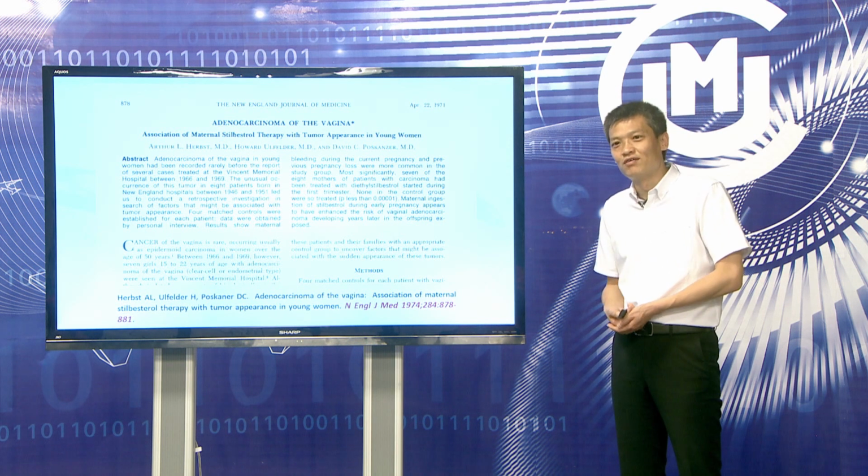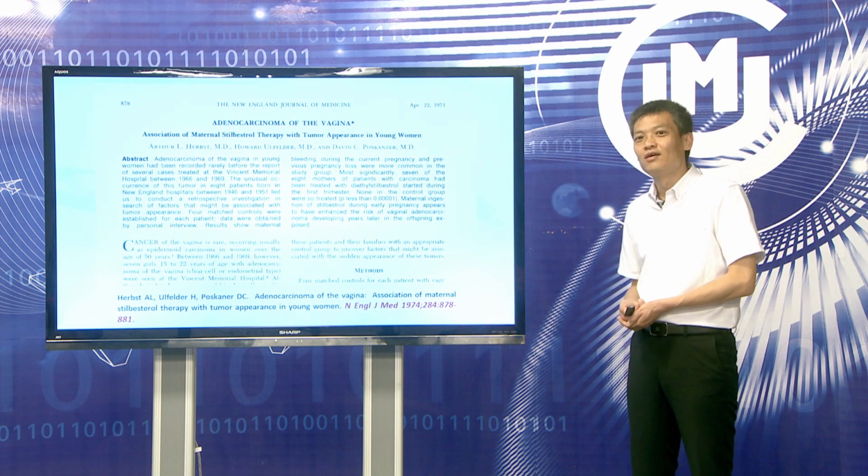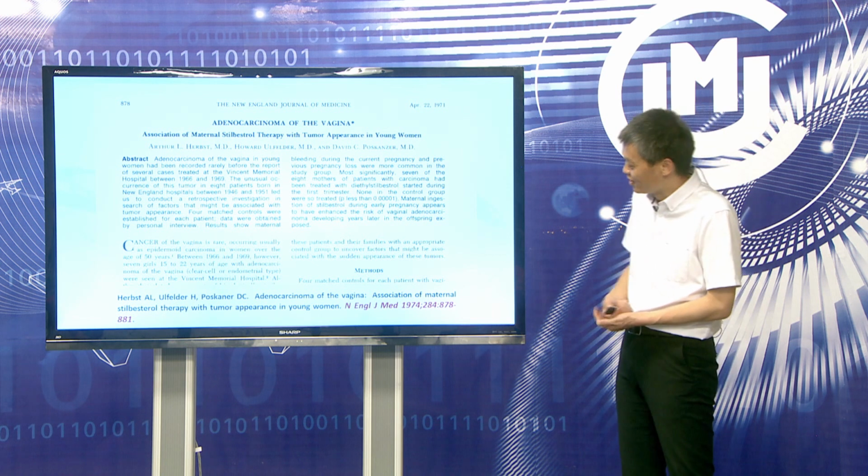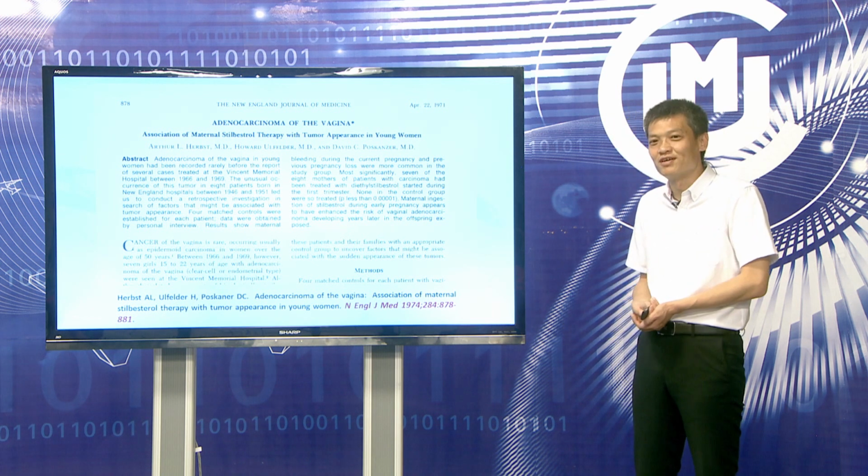This is an example of a case control study, the paper for which has been published in the New England Journal of Medicine.